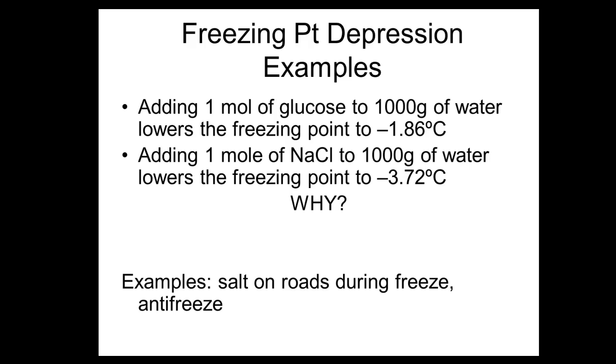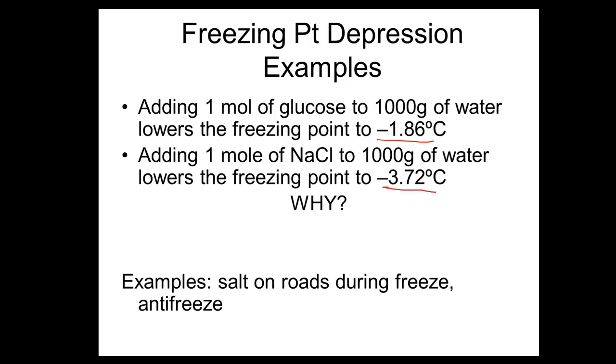Okay, this is just more talking about it. If you add 1 mole of glucose to 1,000 grams of water, it lowers the freezing point this much. So if you had 1 kilogram of water and you put in 1 mole of sugar, glucose, then instead of it having to get to 0 degrees before it starts freezing, you have to get it to negative 1.86 degrees before it starts freezing. Adding 1 mole of sodium chloride to the same amount of water lowers the freezing point by this much.